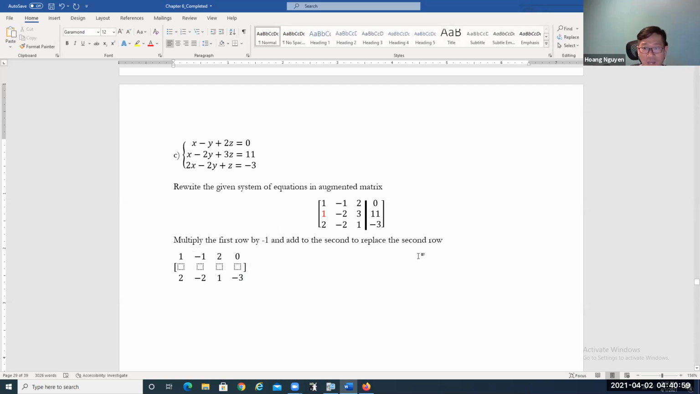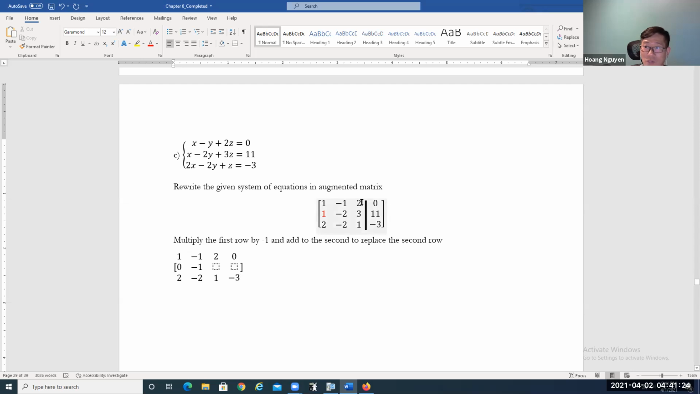I modify the second row by multiplying the first row by -1 and adding it to the second row. So -1 times 1 is -1, plus 1 is going to give you 0. Then -1 times -1 is +1, right? So +1 plus -2 is going to give you -1.